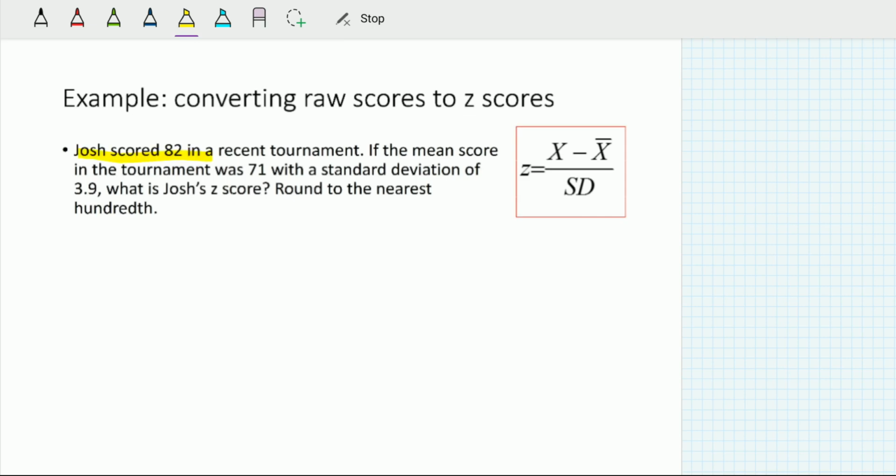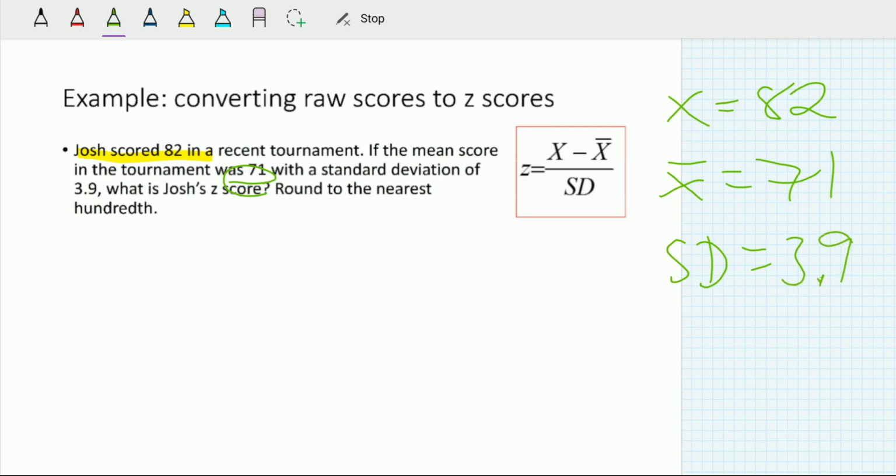Josh scored 82. Okay, so that's Josh's score. He scored 82 in a recent tournament. If the mean is equal to 71, and the standard deviation is 3.9, what is Josh's z-score?